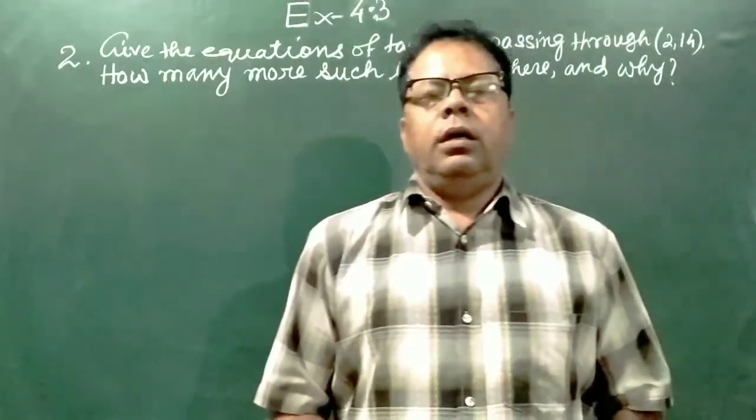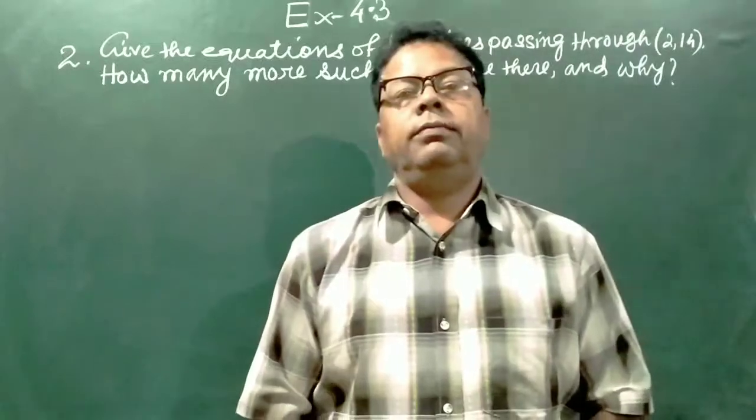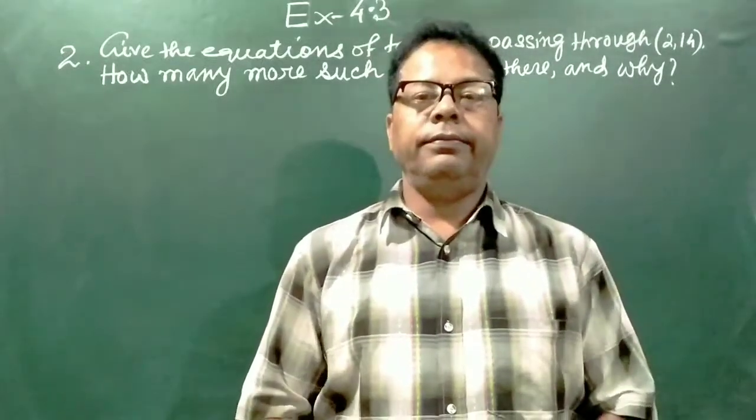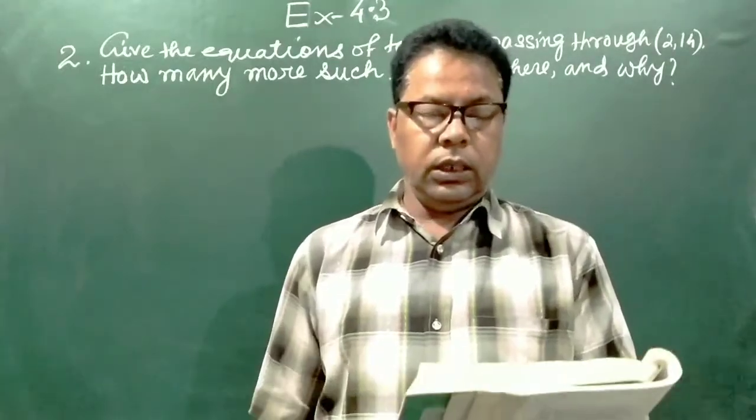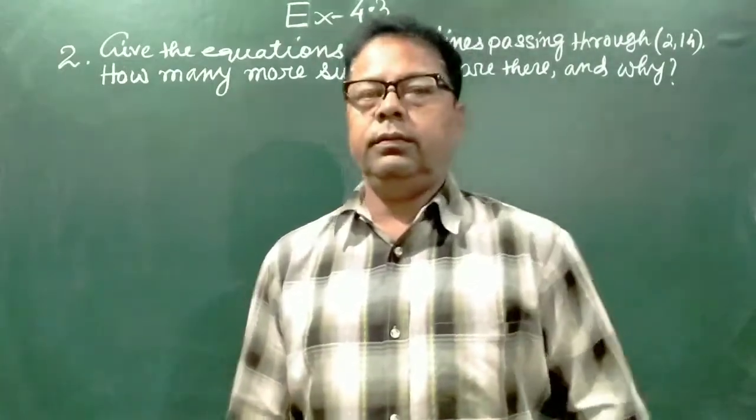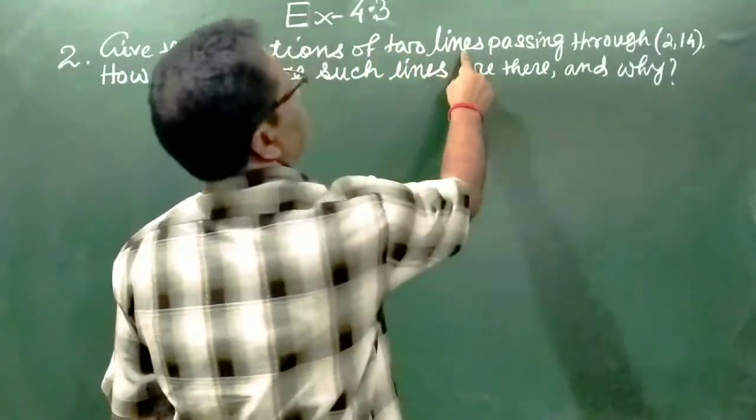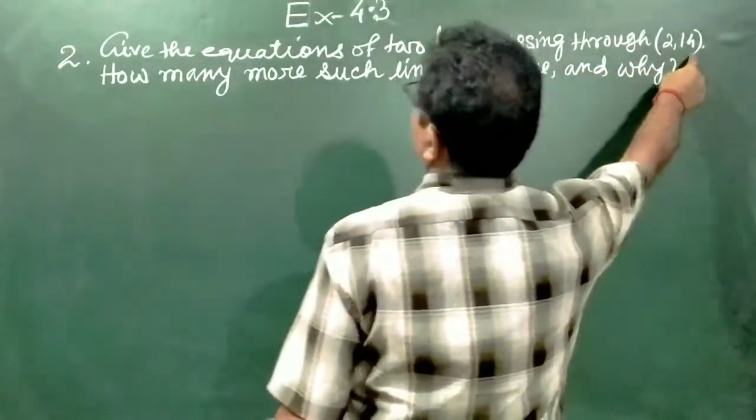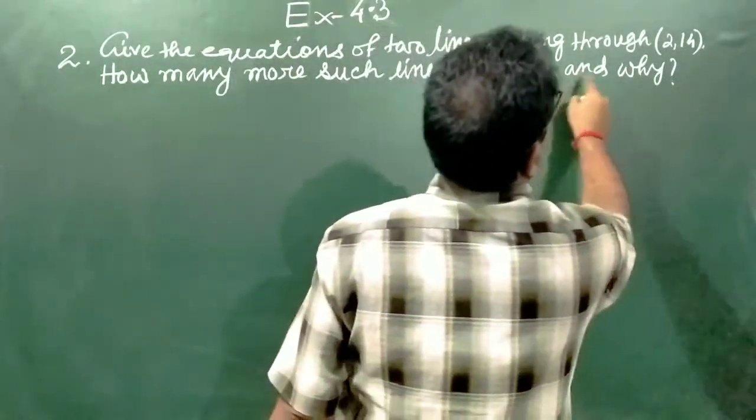Students, from the last video we have learned how to draw the graph of question number 1. Now question number 2, exercise 4.3. Give the equations of two lines passing through (2, 14) and how many more such lines are there and why.